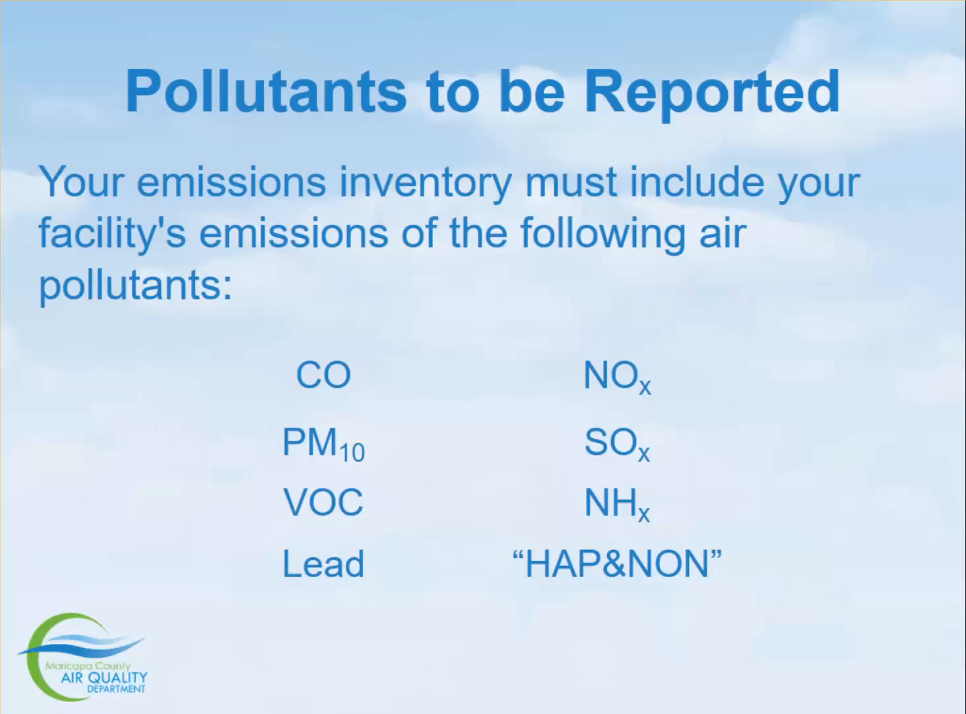So what are the pollutants that need to be reported? The report must include emissions from your facility of carbon monoxide, or CO, nitrogen oxides, or NOx, particulate matter 10 microns or less, or PM10, sulfur oxides, or SOx, volatile organic compounds, or VOCs, ammonia, or NHx, lead, and hazardous air pollutants, or HAPs and NON.